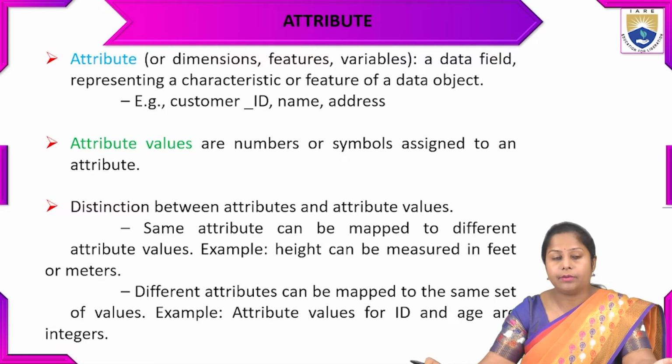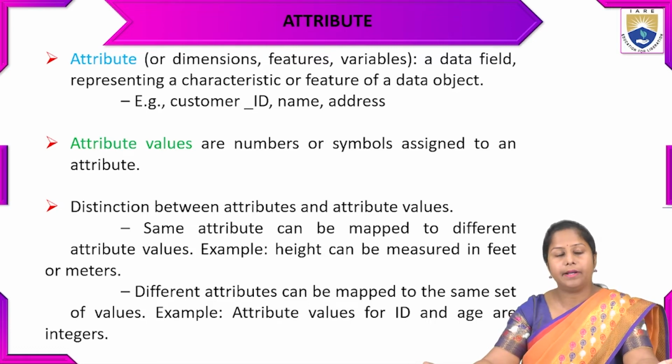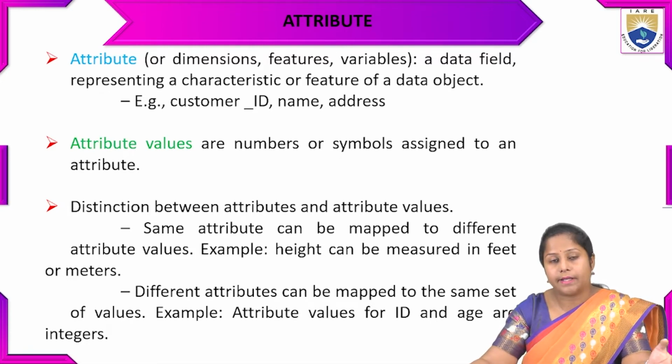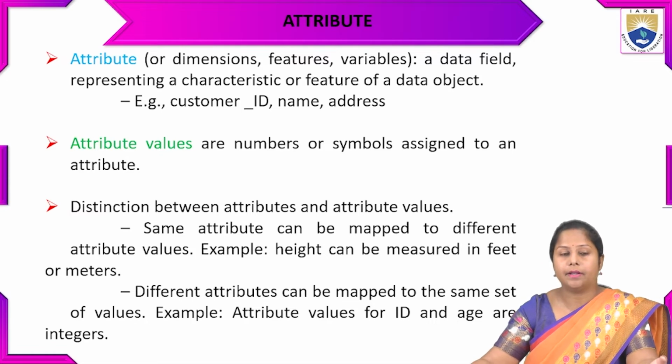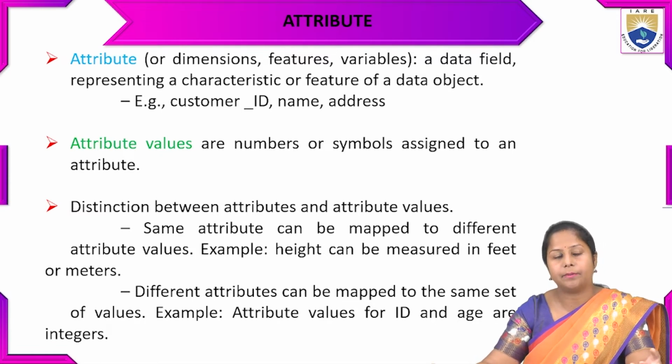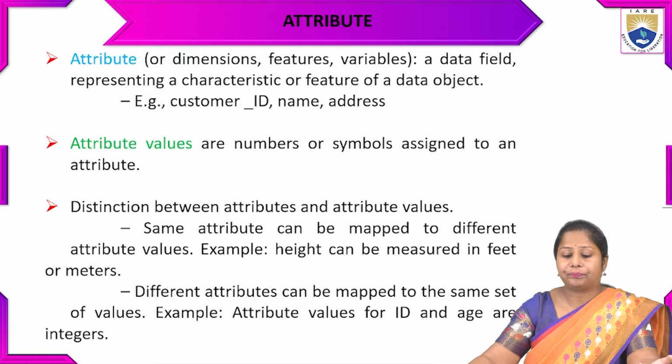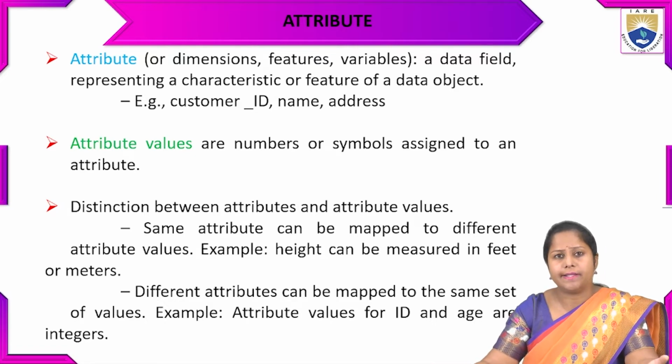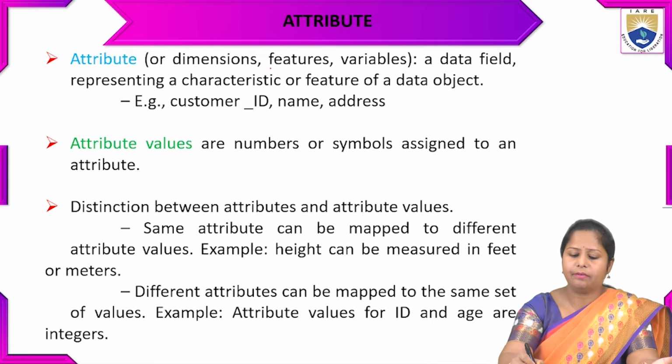Now, what is an attribute? I'll describe it. It is basically a data field representing a characteristic, or we can say a feature, of the data object. So data object we have covered. Attribute is nothing but a data field that represents the characteristic of that particular data object. An attribute can also be called a dimension, feature, or variable.